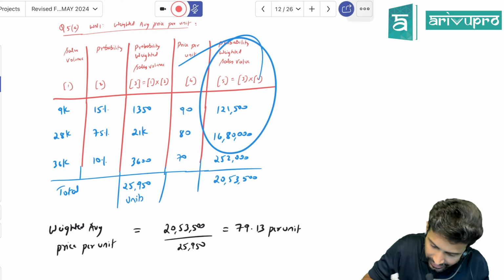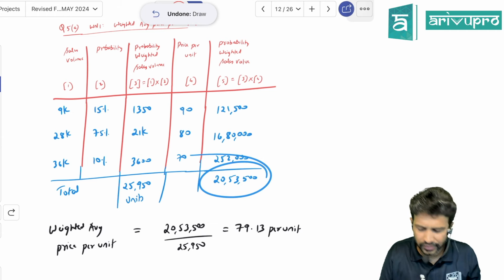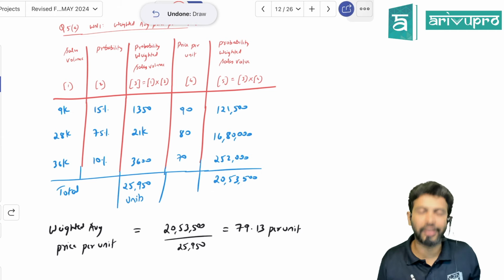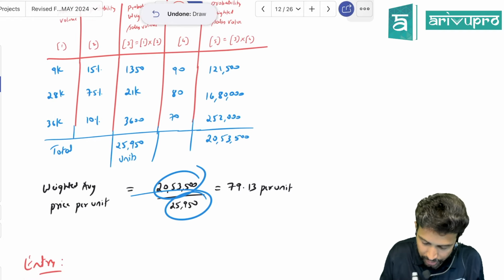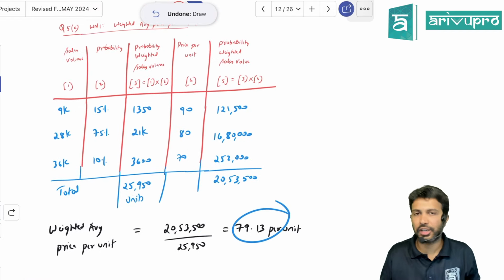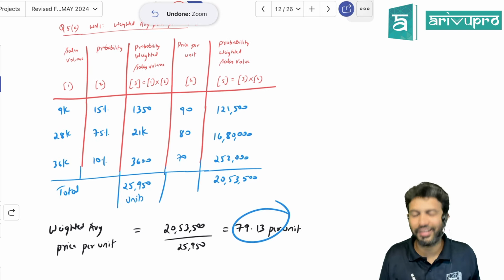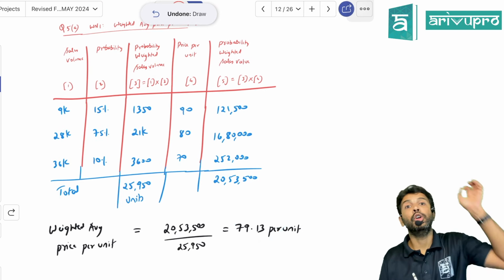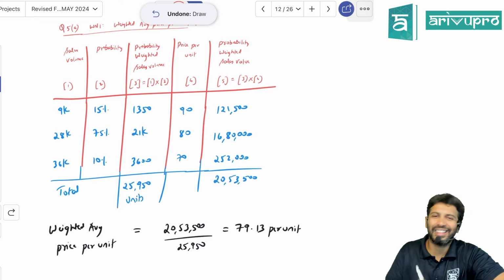The probability weighted sale value is 20,53,700, which is the value for 25,950 units. For one unit, how much is the value? 20,53,700 divided by 25,950. If you do this, you will get the weighted average price, because we have assigned the weights. The weighted average price per unit is 79.13. So you will recognize the revenue on one unit at 79.13. That's how this works.